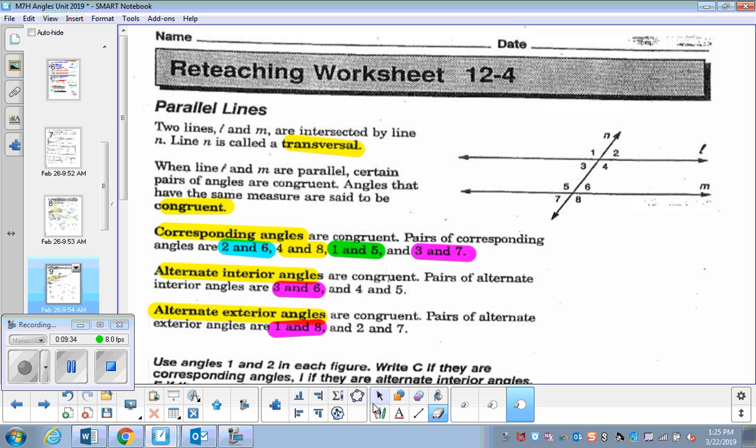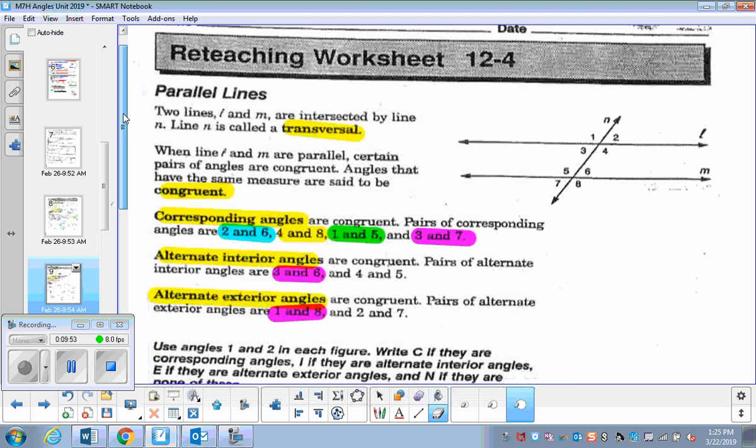Careful, folks. You might be asked, what's the relationship between angle 2 and angle 8? And 2 and 8, there is no relationship between them. Now, 2 and 6 are corresponding, but 2 and 8, there is no relationship between 2 and 8.